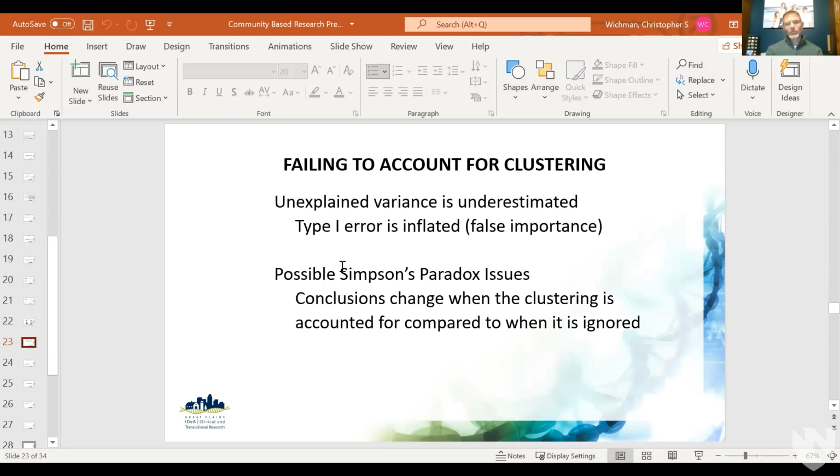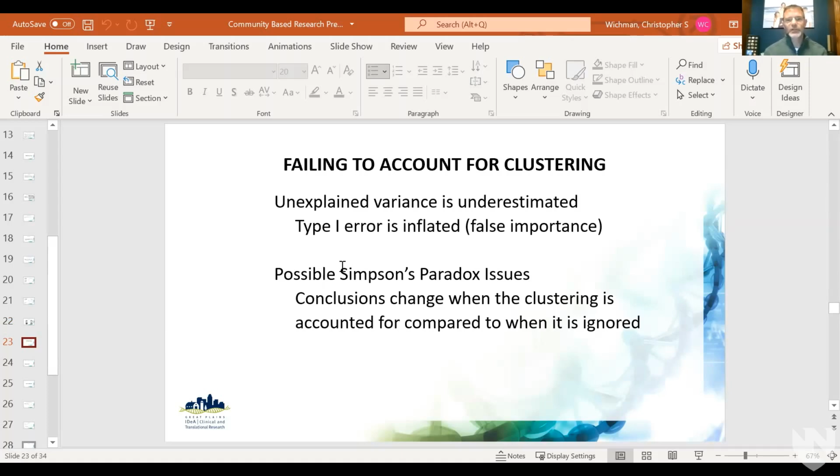Okay, so what's the issue with failing to account for clustering? Your unexplained variance in general is going to be way underestimated. And when I do that, that inflates my type 1 error. So exactly what we don't want to do, right? We do not want to start finding significance where there is no significance. So we end up with a bunch of false importance, a bunch of, we'll call it, spurious correlations.